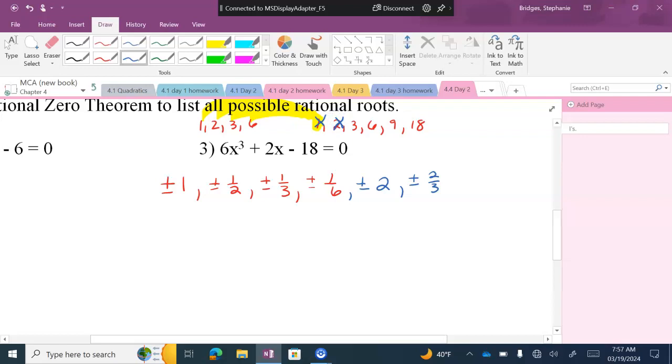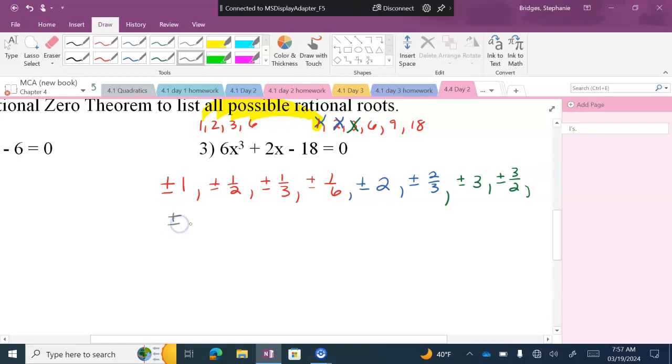Now we're going to do the 3. Plus or minus 3/1, which is 3. Plus or minus 3/2, which I do not have, and that does not reduce. 3/3 reduces to be 1, which I already have. And 3/6 reduces to be 1/2, which I also already have. So I'm done with the 3 now. Now I can do the 6.